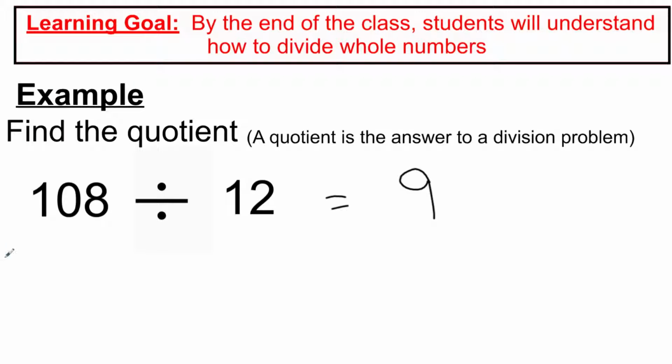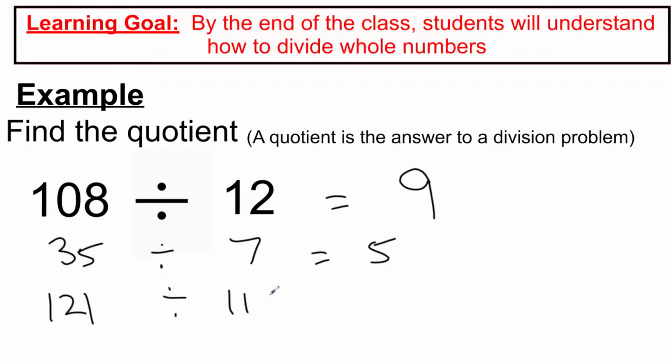So here's a couple of other simple examples. If I did something like 35 divided by 7, we know that the answer to this is 5 because we know that 5 times 7 gives me 35. Okay? If I had something like 121 divided by 11, I know that my answer is 11 because I know my multiplication facts, and I know 11 times 11 gives me 121.